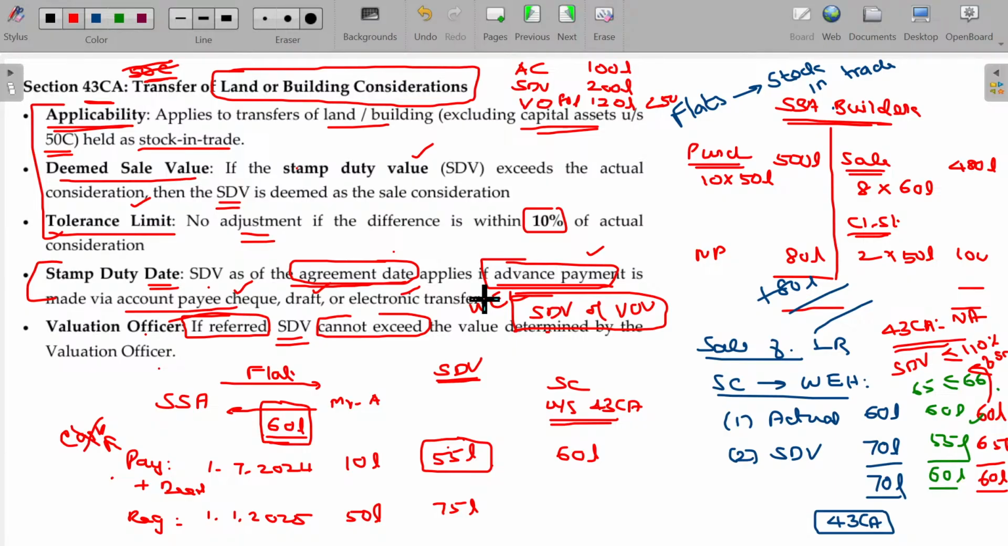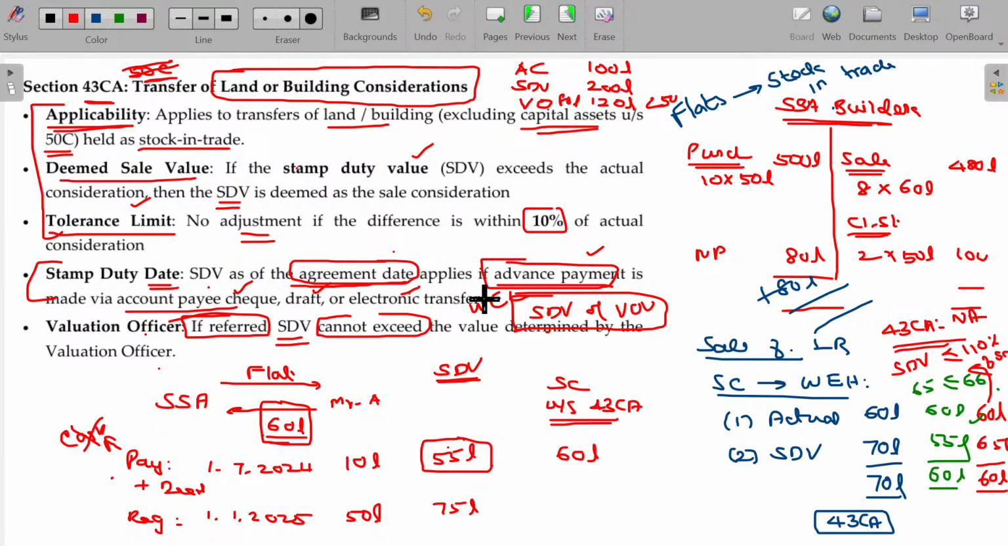The last one is, if there is a doubt, the assessing officer can refer the situation to the valuation officer, or the assessee may request to refer to the valuation officer. If referred, the valuation officer gives a value, then this value will be compared with the stamp duty value, whichever is lower will be first taken, and then compared with the actual sale consideration. Between that, whichever is higher will be taken. Is that clear? Hope now you will be able to understand.